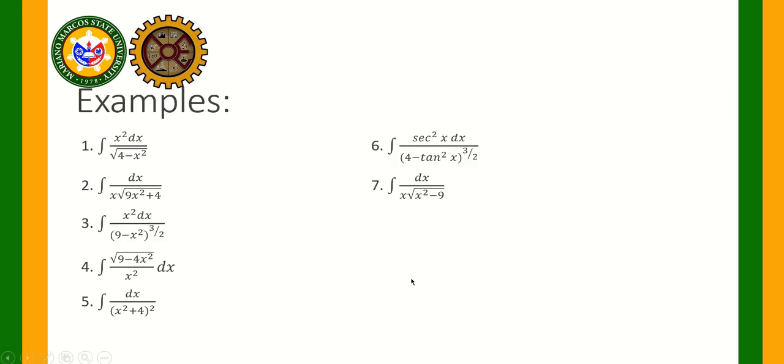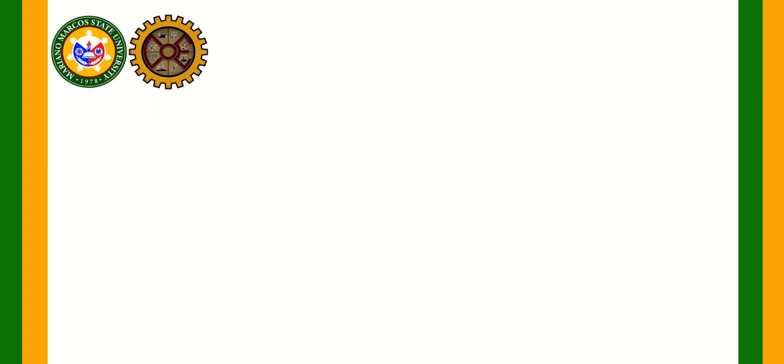So let's try examples. Example number 1, the integral of x squared dx over square root of 4 minus x squared. So sulat lang natin. Number 1, the integral of x squared dx all over the square root of 4 minus x squared.